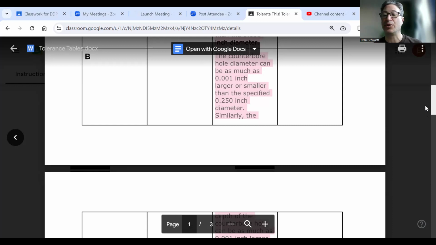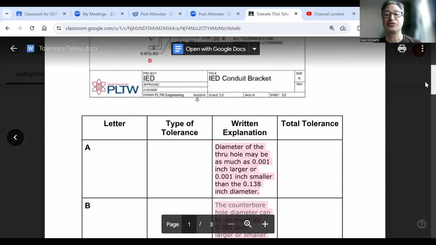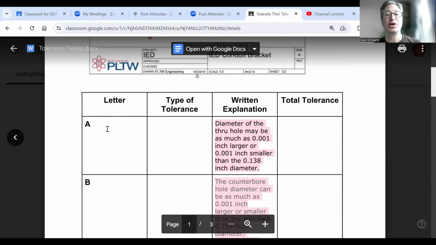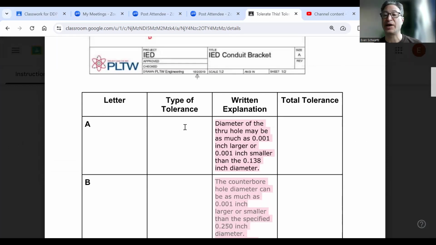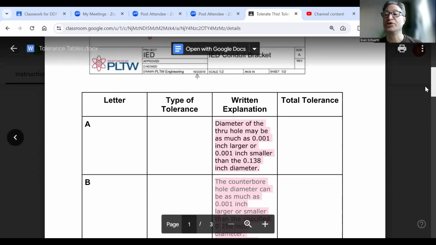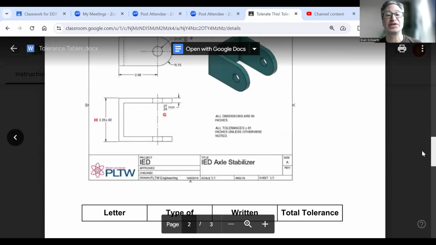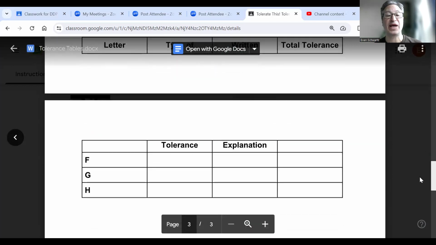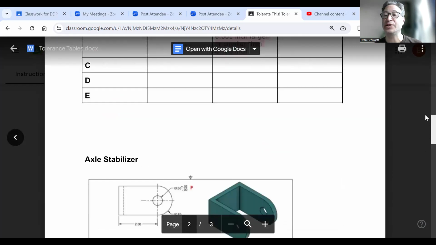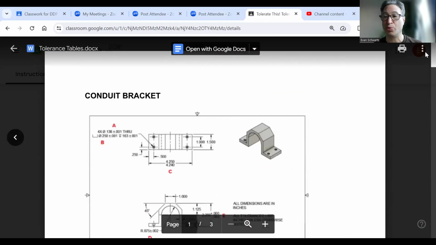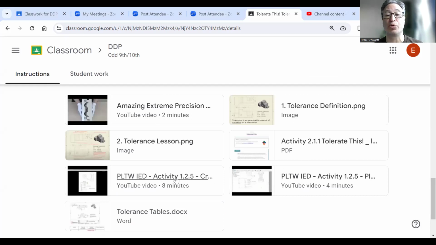And again, the type of tolerance. So we have the letter, the type, unilateral, bilateral, or limit, the written explanation, and the total tolerance here. So we're going to be doing that for this as well. We have F, G, H, and that is all we're going to be doing for part one. So let's take a look at the second part of our work.